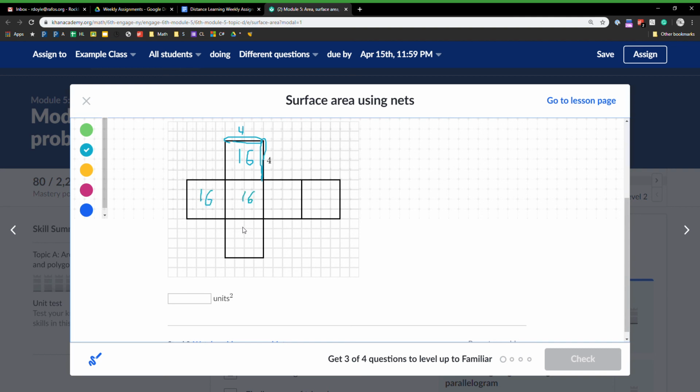So you have, why is this writing? What's happening? 16. There we go again. 16. Oh, I think it won't let me write down that far.